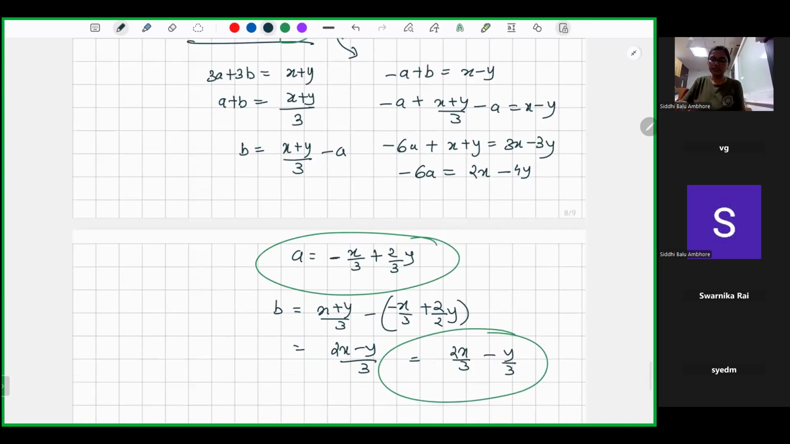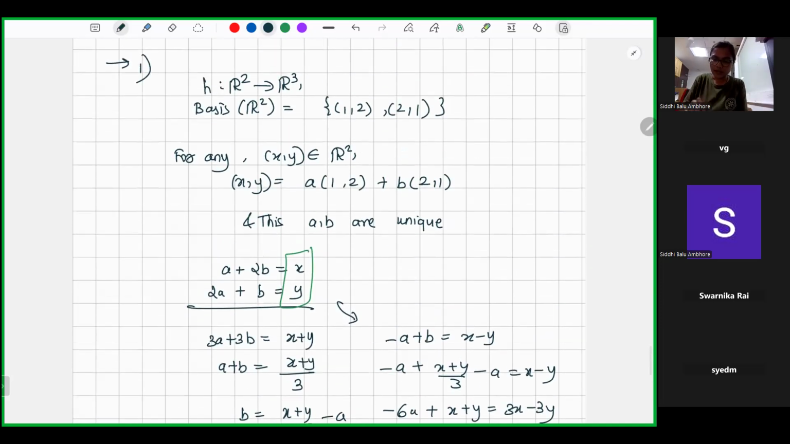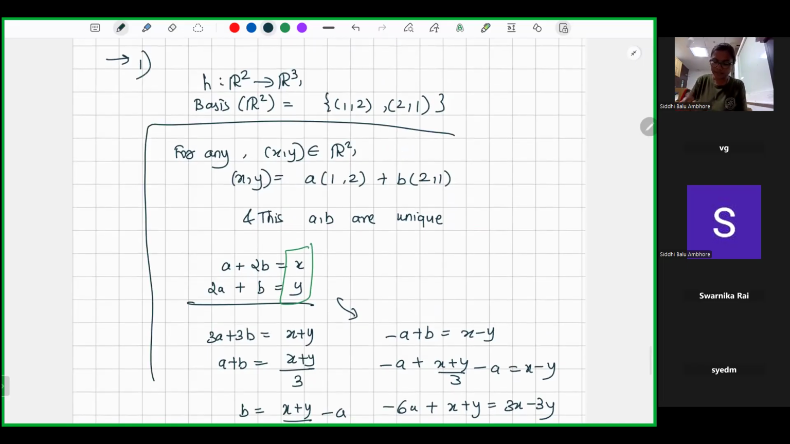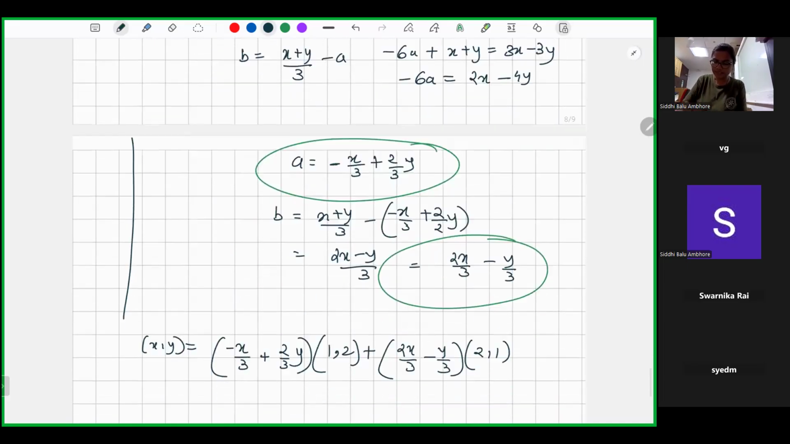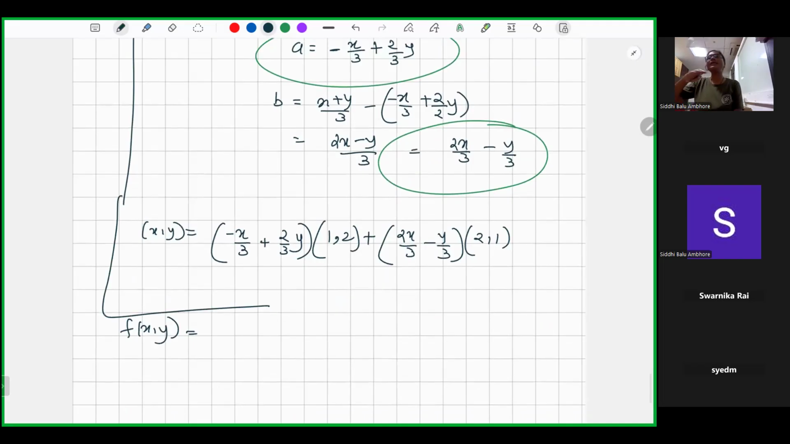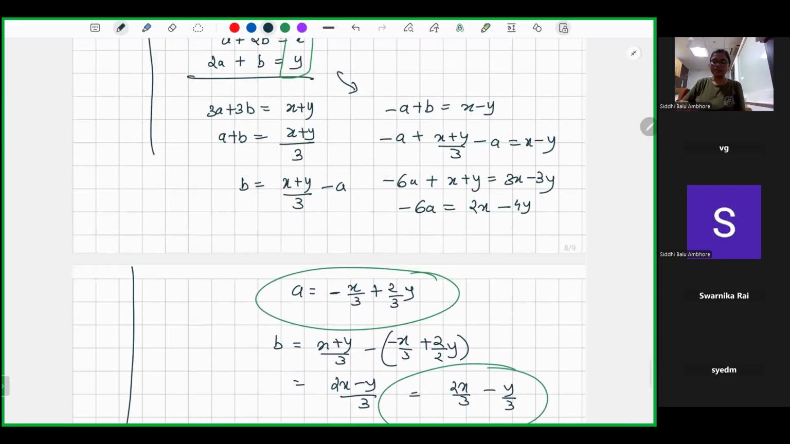So far, everything is happening only in R2. At this point, I do not even care what my codomain is. It could be R power 100, it could be whatever, it could be R. I don't care. At this point, everything is happening only in R2. As long as I have the information about what is happening in R2, my image is defined.